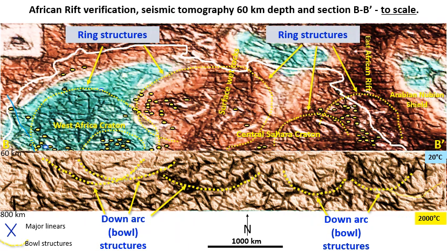This image shows ring structures on the seismic tomography at 60 kilometres depth, and down arc structures on the seismic tomography section. The down arc structures at 400 to 600 kilometre depth are very clearly seen. There are almost no upward arcs, suggesting all of the ring structures on the plans are bowls formed from impacts, and not upward facing domes formed by plumes.